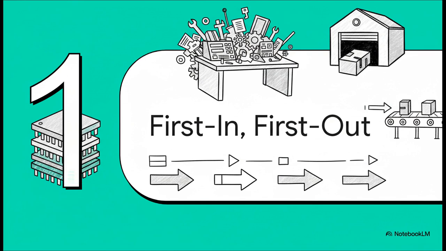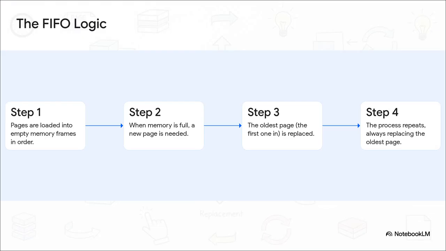Well, the most obvious solution is the one we use for just about any line you've ever stood in. First in, first out, or as it's known, FIFO. The logic here is about as simple as it gets. It's like a line at the grocery store. The first page of data that gets loaded into memory is the very first one to get kicked out when we need more space. It's fair, it's simple, and it feels like it should work just fine.